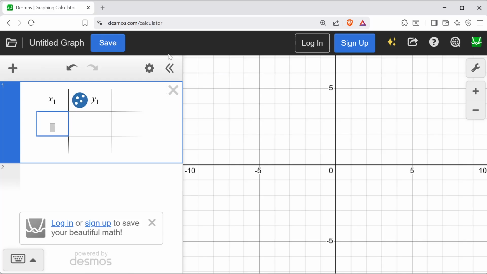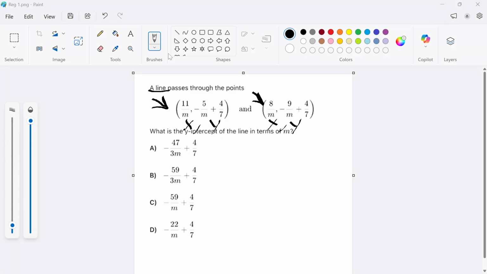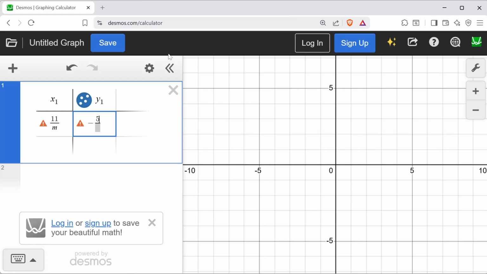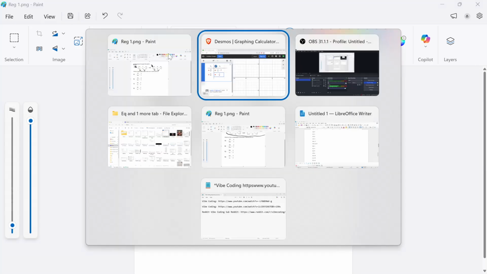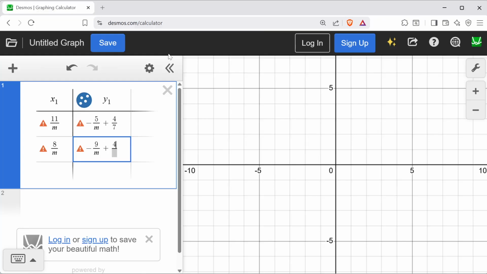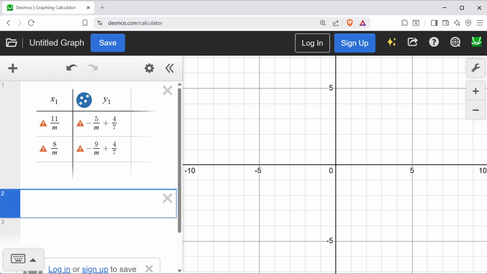I put my x first, 11 over m, and then the y coordinate is negative 5 over m, and I think it was plus 4/7. That's 1 point. And then this is 8 over m, and the y coordinate is negative 9 over m plus 4/7. Now, I need a slider for m because it doesn't know what to do with m right now.